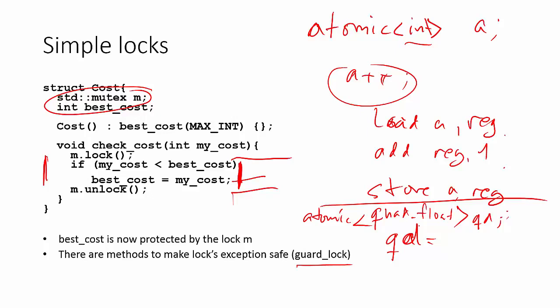So locks for sequences like this, for making critical sections, atomics for variables that you update like this, or for stores that need to be done atomically.